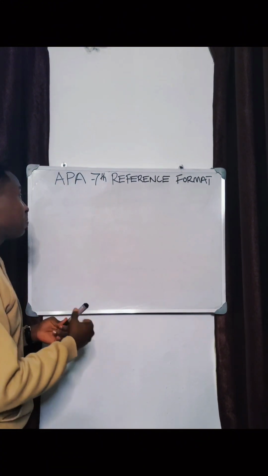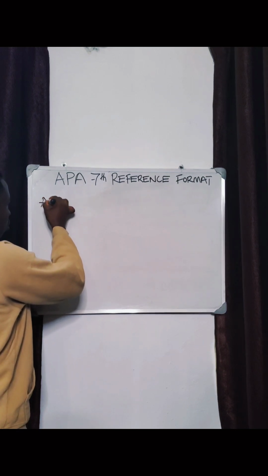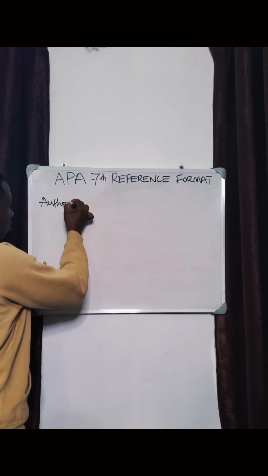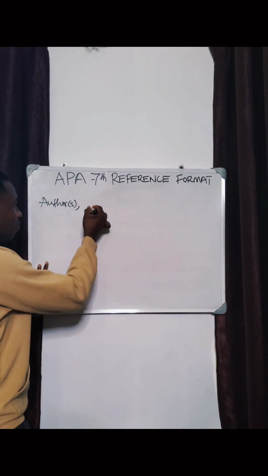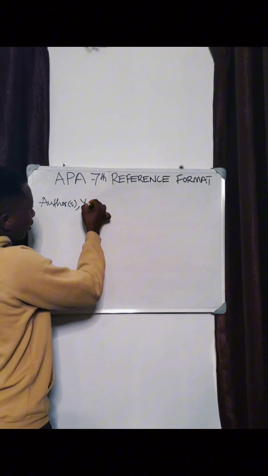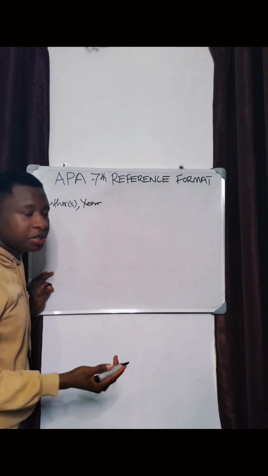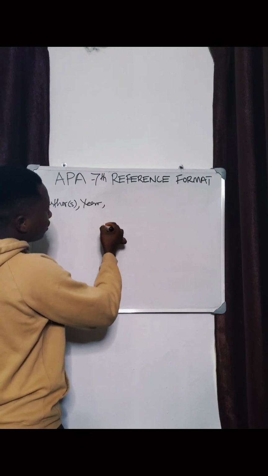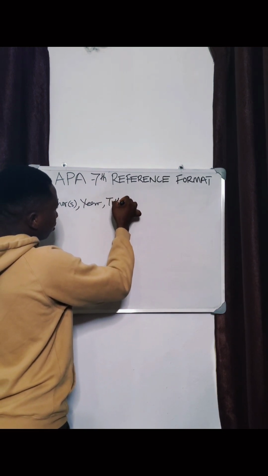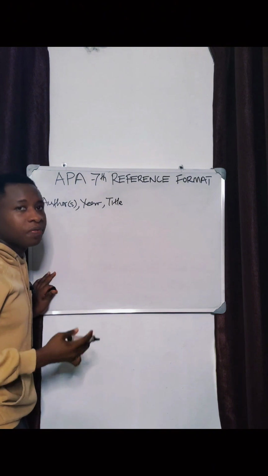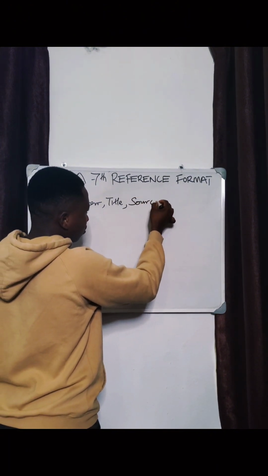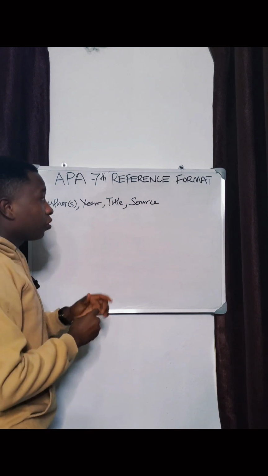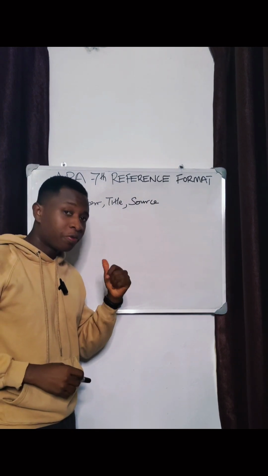Okay, so you have the first part, which will have the author. Okay, so it can be 1, it can be 2. Then the second part is the year of the research. The third part is the title, or you can say the topic of the research. Then the last part is the source of your information or the reference.